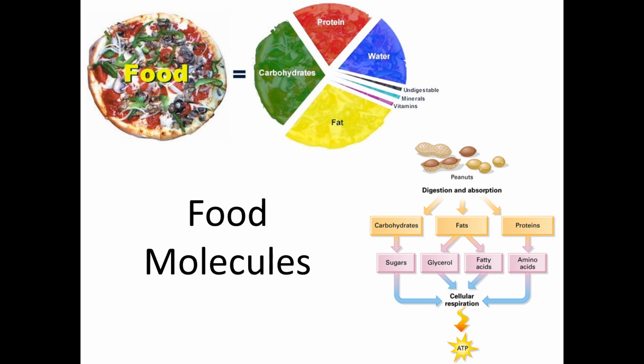In part one of this two-part lecture, we'll be introducing the various types of food molecules: carbohydrates, fat, and protein. We'll talk about what each of these are made of in terms of the smaller monomers that come together to make them, and then focus on some specific roles in the body for these different types of molecules.